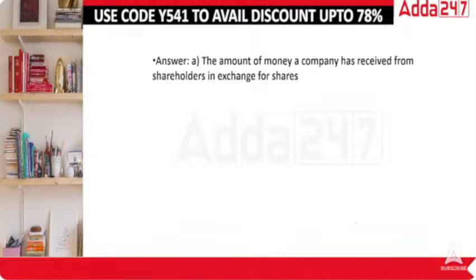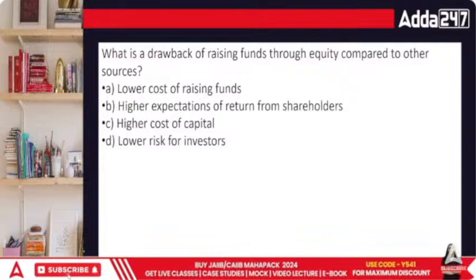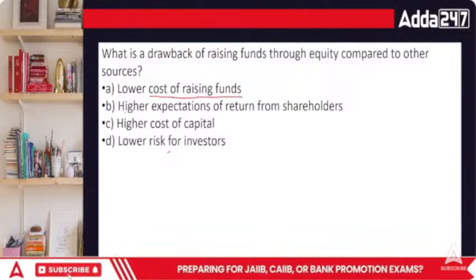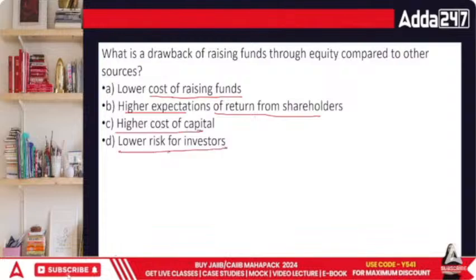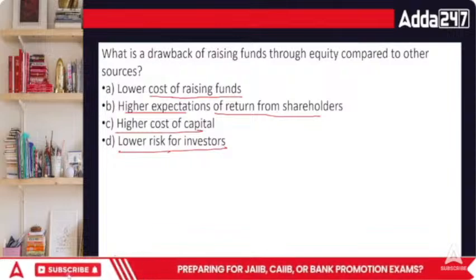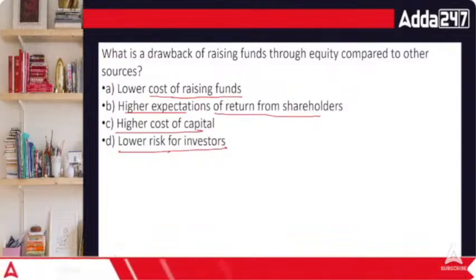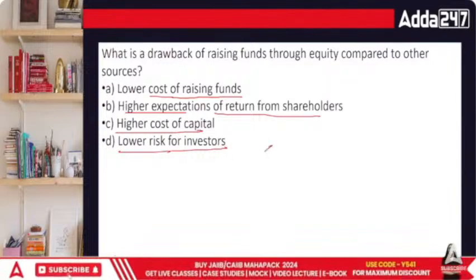Let's move on to the next question. What is the drawback of raising funds through equity compared to the other sources? Low cost of raising funds, higher expectations of returns from shareholders, higher cost of capital, or low risk for investors. See, there is no low risk, but at the same time, people really do not expect the higher returns as well. Sometimes they are just putting money so that they can get a dividend or make a capital gain. Capital gain means they'll hold this and later on they will sell it. They're looking forward to that particular area.